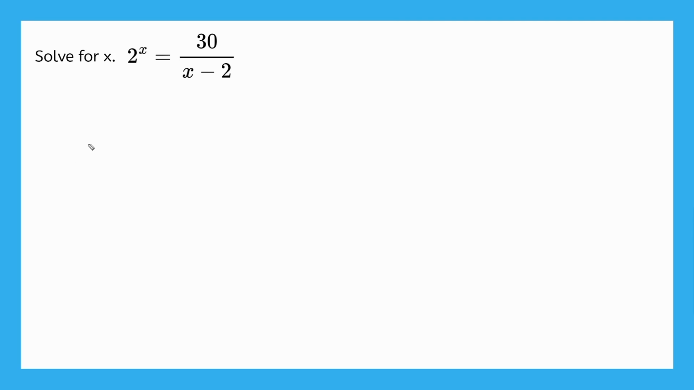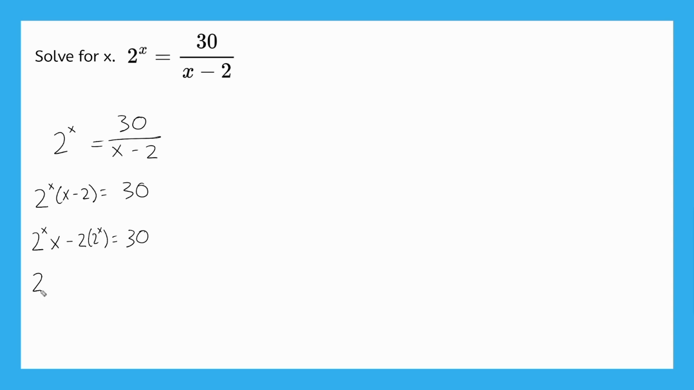So what you'll probably have realized is that we get stuck pretty quickly. The first thing we might do, so I'm going to go ahead and just rewrite this equation. So we have 2 to the x equals 30 over x minus 2. We might try to multiply both sides by x minus 2 to get the variables all on one side. So we have 2 to the x times x minus 2 is equal to 30, and maybe we multiply this out, so we're left with 2 to the x times x minus 2 times 2 to the x is equal to 30, and we can simplify this a little bit further.